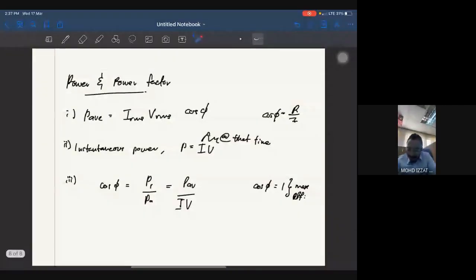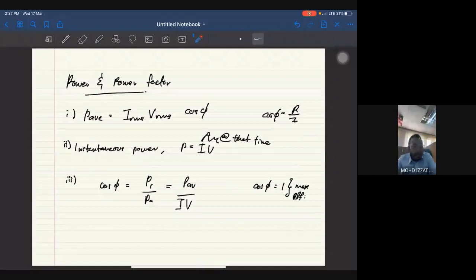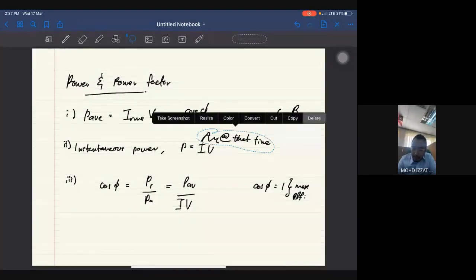Okay, we are moving on to the last subtopic of this chapter. The last subtopic is about power and power factor. Okay, so the learning outcome is this one lah. This one just roughly the learning outcome.